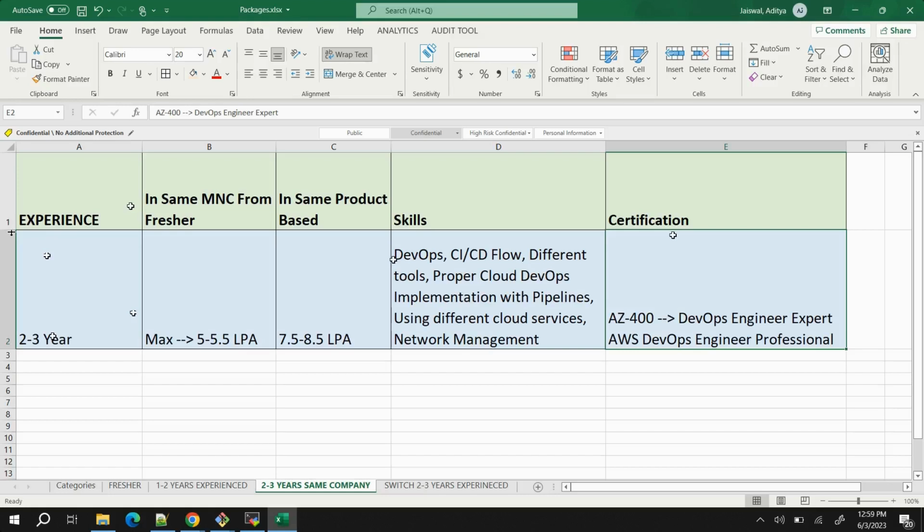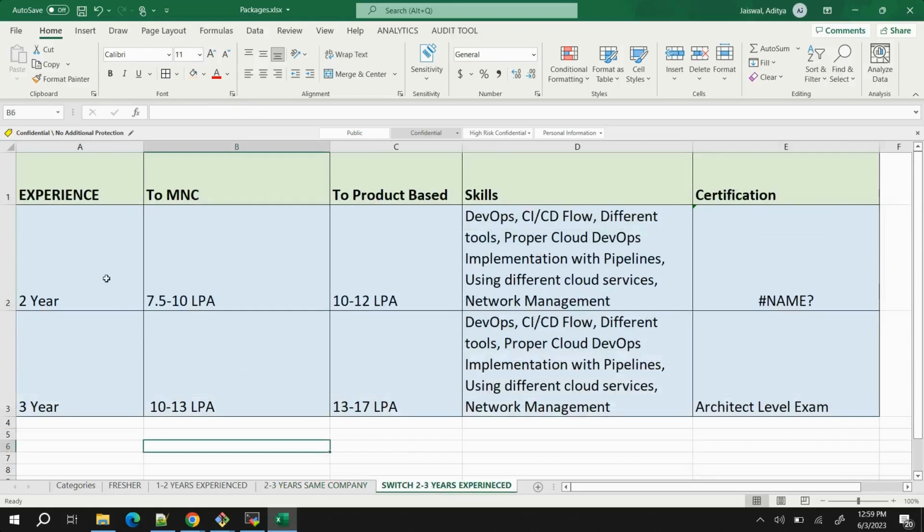That is going to bring a lot of good things on your profile. So this is the scenario where you have not switched and stayed in this company for 2 to 3 years. Now coming, let's say you are going to switch after 2 years and 3 years.